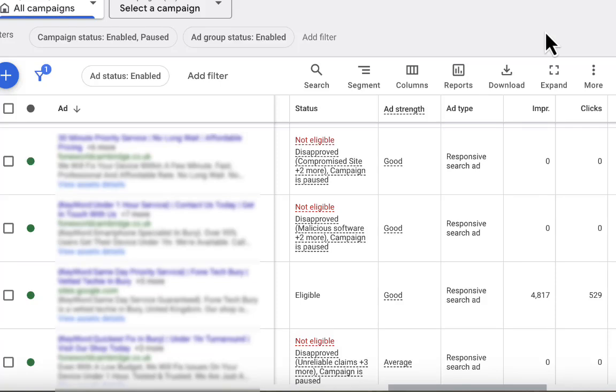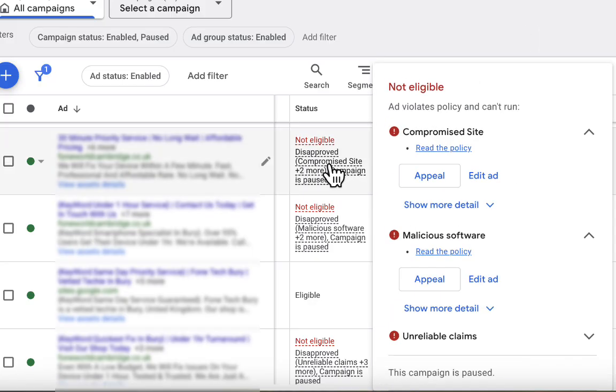Welcome back. In this video, I want to talk about this particular policy you're seeing on my screen, compromised site. The advertisement has been disapproved, and the reason for the disapproval is specified as compromised site. In case you see this in your account, you might be wondering what exactly is wrong with the advertisement. Could it be that something is wrong with your website?